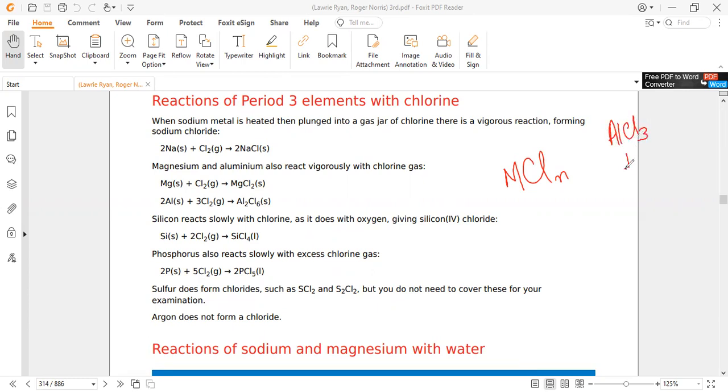In the case of group 3, this formula is correct, but actually aluminum chloride readily dimerizes, meaning two molecules of aluminum chloride combine together and form Al2Cl6. So the initial composition AlCl3 is okay. Similarly, silicon chloride is SiCl4, and phosphorus chloride forms PCl5. In many of these cases, certain reactions also produce some observations as well.